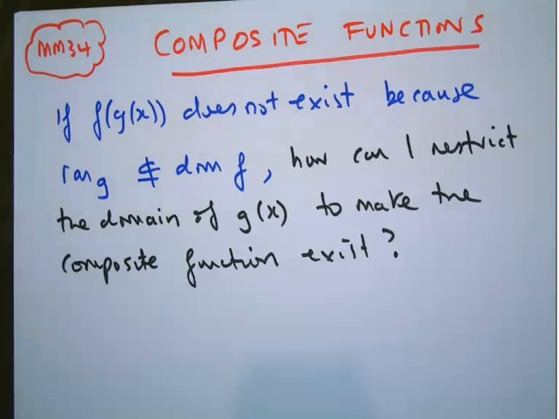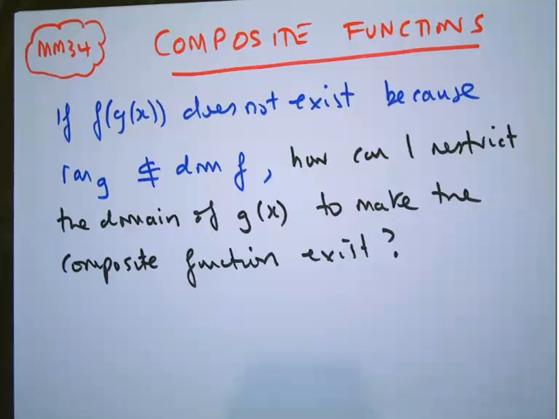So to the question: if f of g of x does not exist because the range of g doesn't fit into the domain of f, how can I restrict the domain of g so that the composite function does exist? I'll demonstrate it with two examples of composite functions that do not exist and how we can alter the domain so that it then does exist.